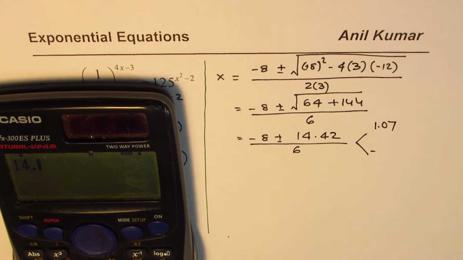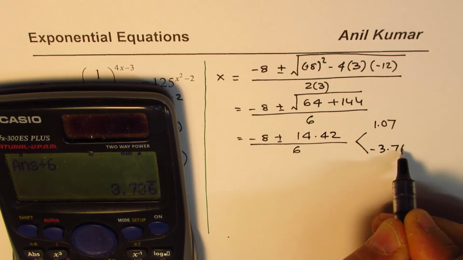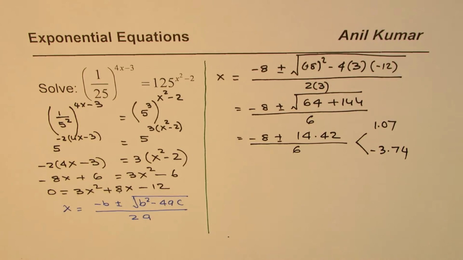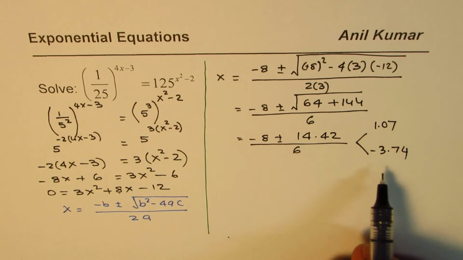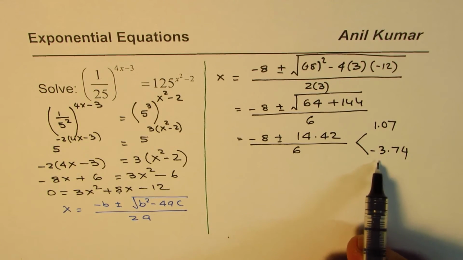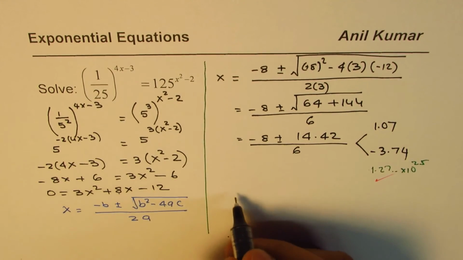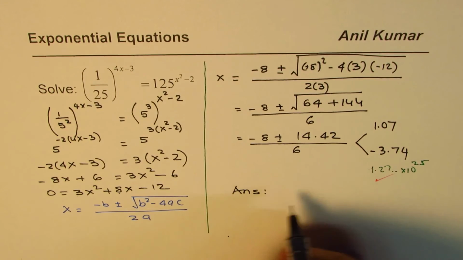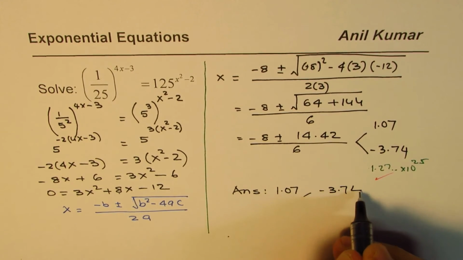The other one, we'll use the negative value, so we'll just add them up. 14.42 plus 8, divided by 6, equals, in decimals, and this one is negative 3.74, okay. So we have two solutions here, 1.07 and minus 3.74 for x. So it works. So we have two answers for this, which is 1.07 or minus 3.74, correct?